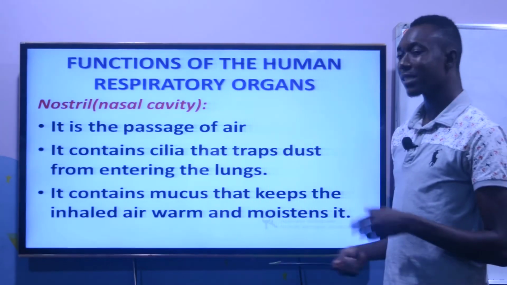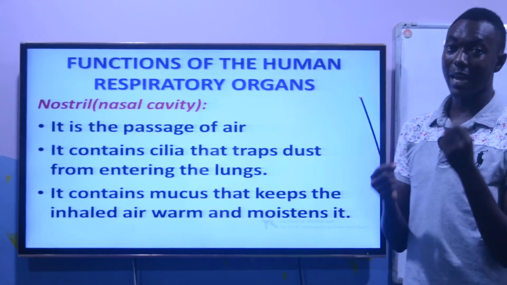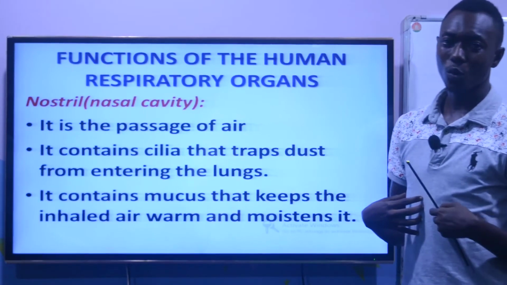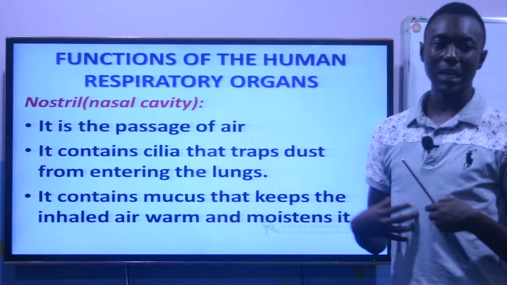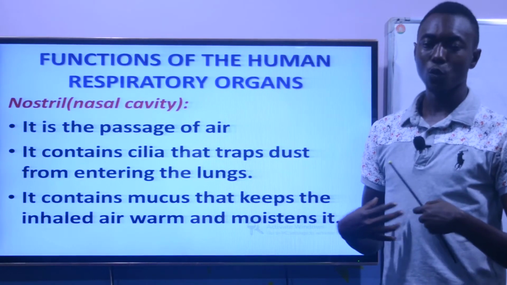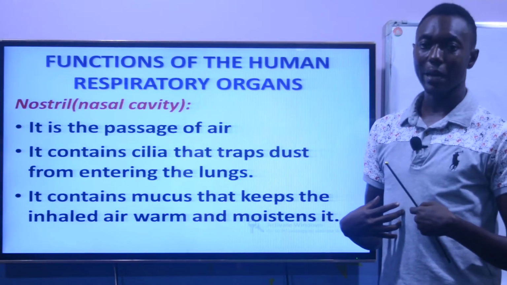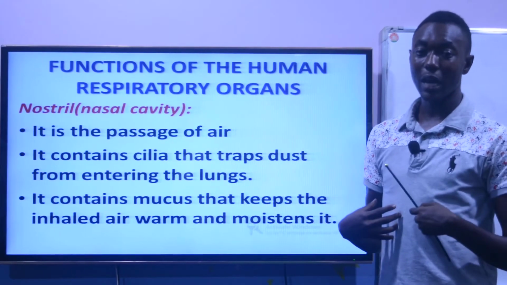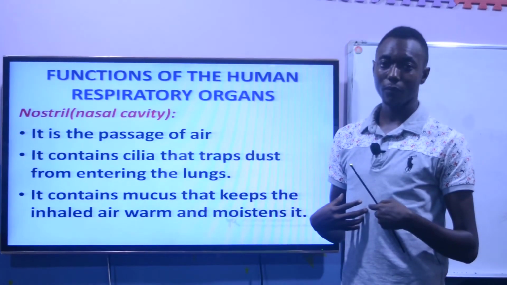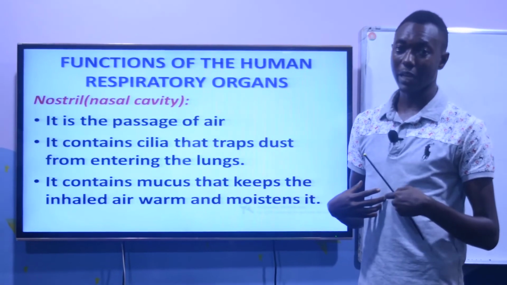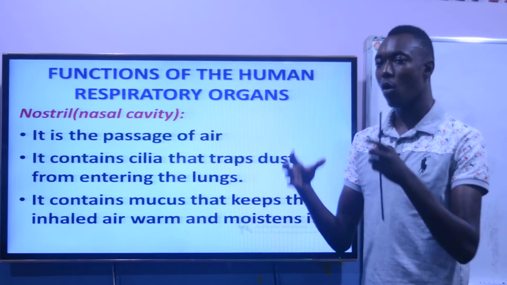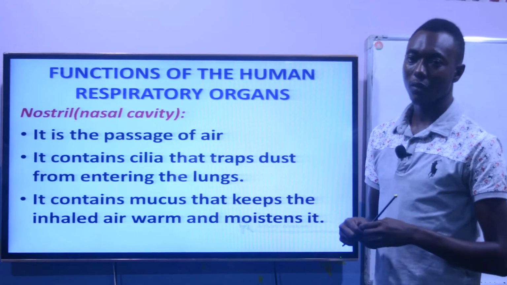Two, it contains cilia, as I said earlier on, which is a hair-like structure that traps dust from entering the lungs. You know, the lungs have been designed in such a way that they don't like dust. Too much dust entering the lungs might cause damage. Aside from that, we have other things that are very harmful to the lungs, like smoke. That's why you shouldn't smoke anything if you don't want your lungs to be destroyed. So the cilia is there to trap all the dust that might enter the lungs.